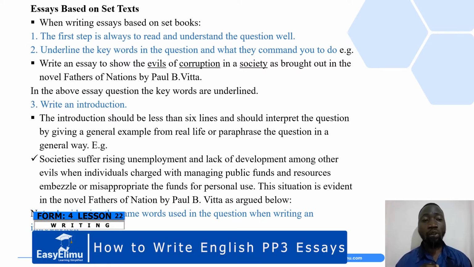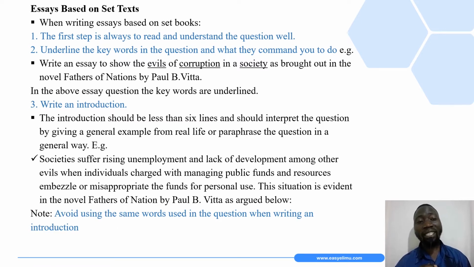So question 2 and question 3, dear students, are normally essays that are based on set texts. So this means that for you to write a good essay in English paper 3, then you must have read the entire text, or that is the novels that we have. Let's talk about novels like Fathers of Nation, An Artist of the Floating World. We also have plays like The Samaritan, Parliament of Owls, and so on. So those are the set texts that we are talking about.